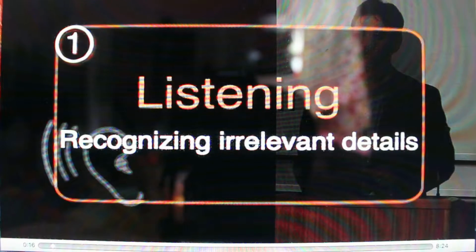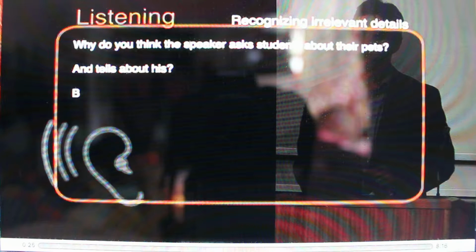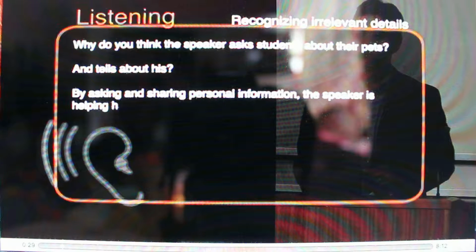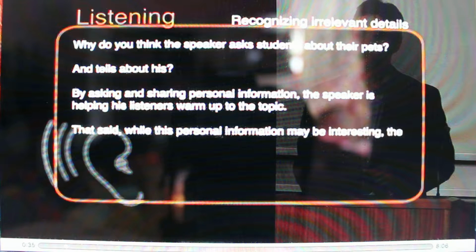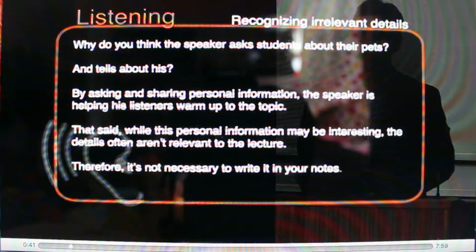Listening. Recognizing irrelevant details. Why do you think the speaker asks students about their pets, and tells about his? By asking and sharing personal information, the speaker is helping his listeners warm up to the topic. That said, while this personal information may be interesting, the details often aren't relevant to the lecture. Therefore, it's not necessary to write it in your notes.